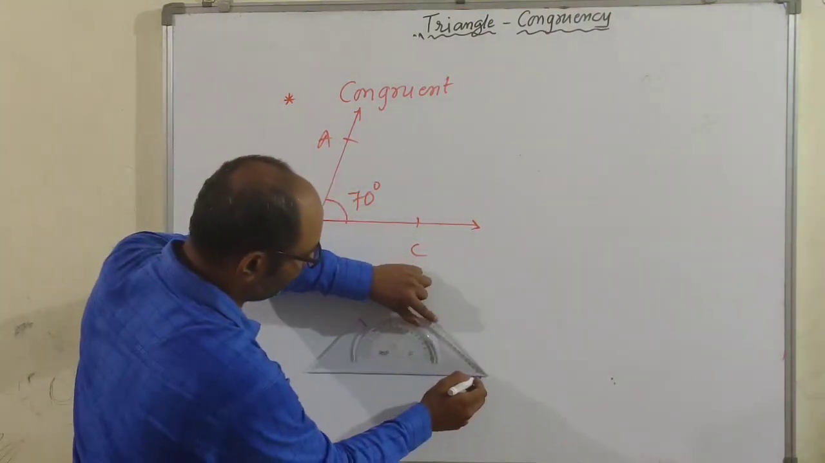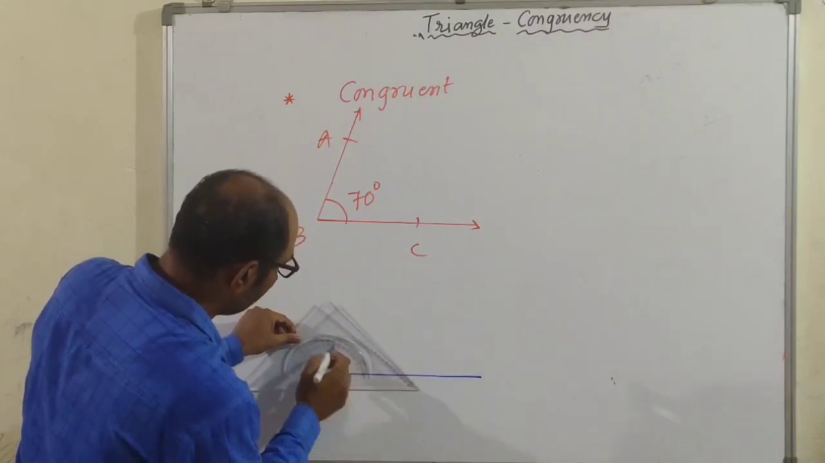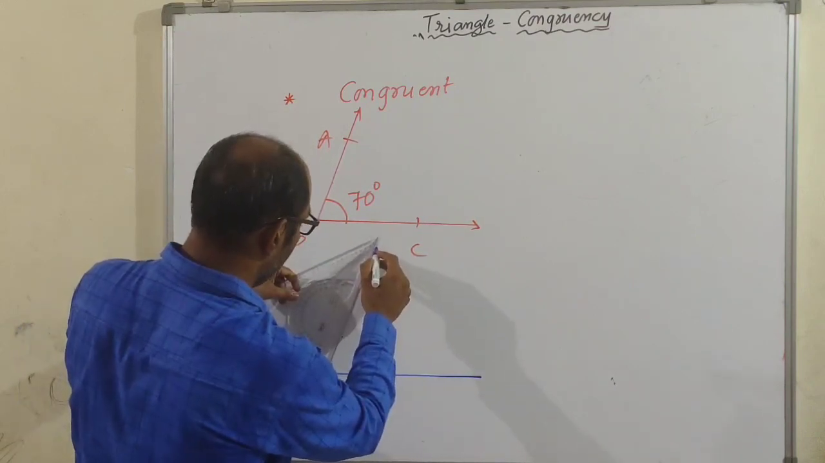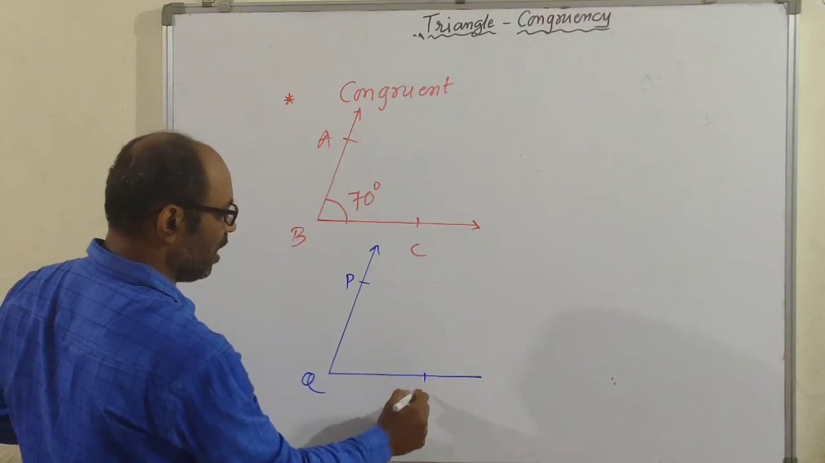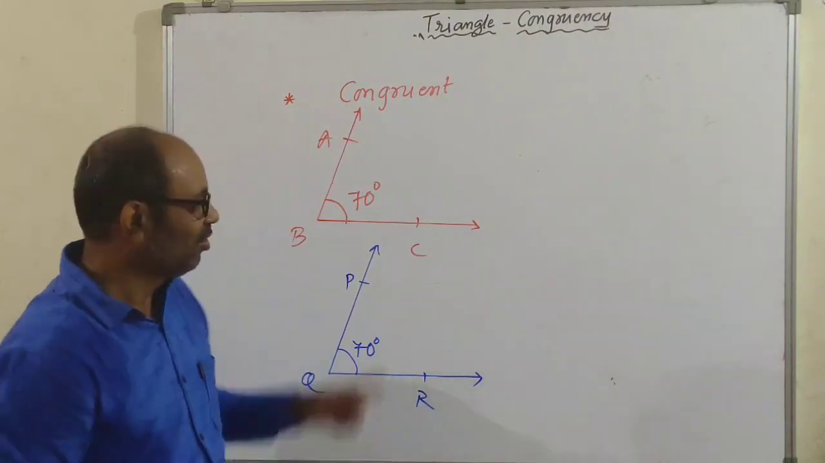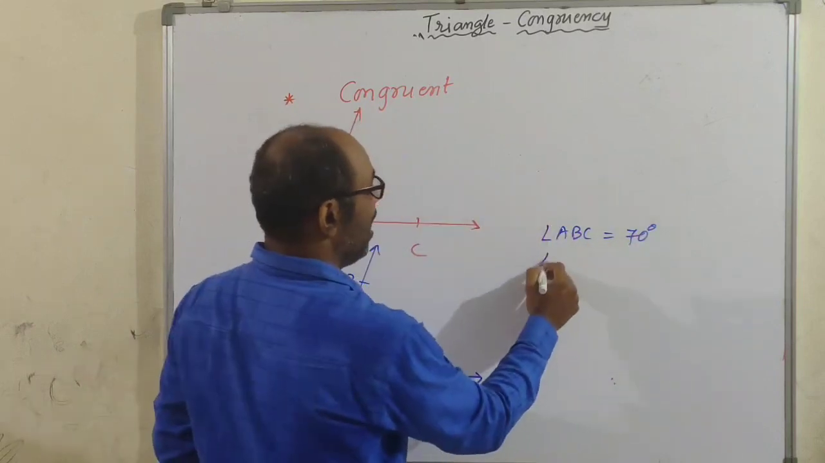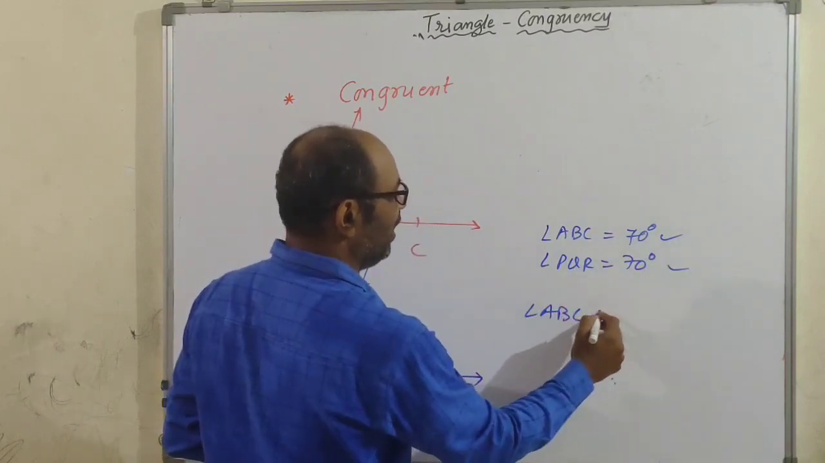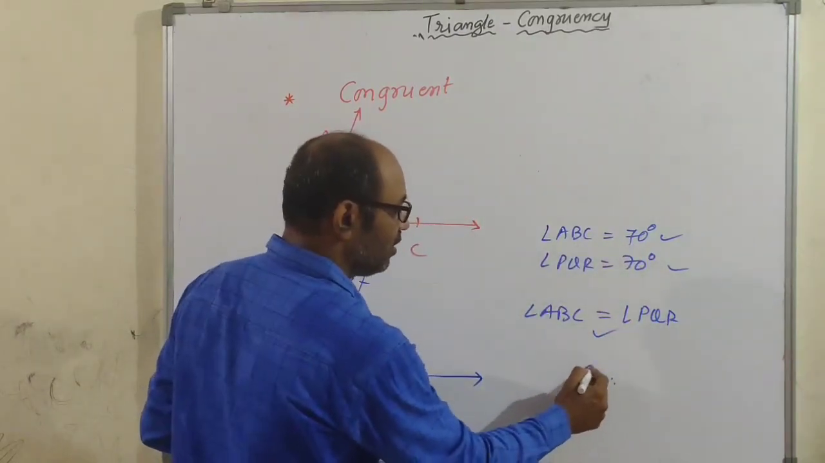I'll draw another angle. Yes, I'll have to take exact measure. Let's say this is PQR. This is also 70 degree. So you have angle ABC equal to 70 degree, means measure of angle PQR is equal to 70 degree. They have equal measure. So angle ABC is equal to angle PQR. Their measures are equal. So you can say they are congruent. This is the symbol of congruent.